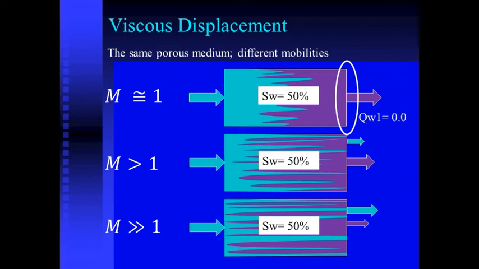In the first case the water flow rate is 0. In the second case it is greater than the first one because some water is produced. And in the third case it is even higher than in the second case.